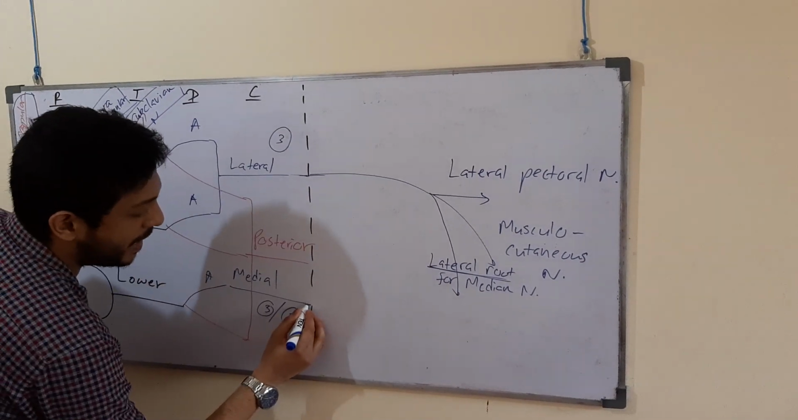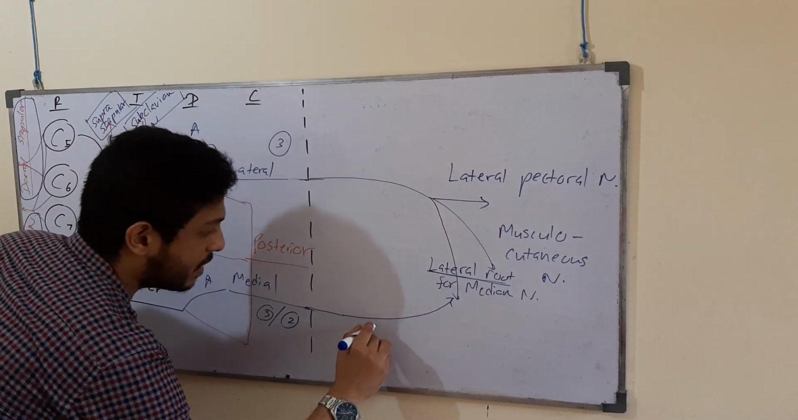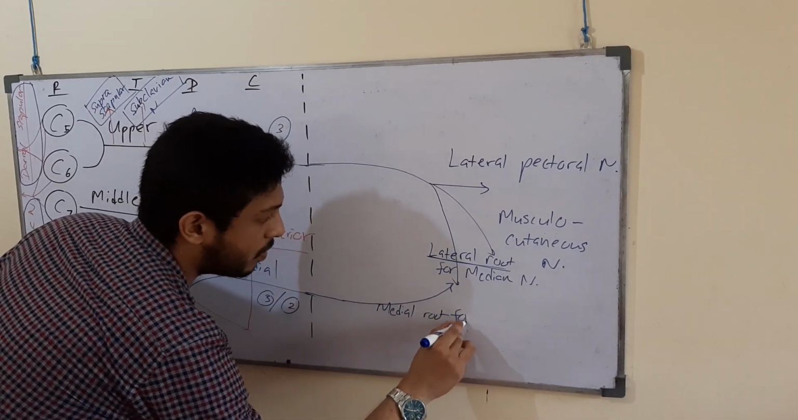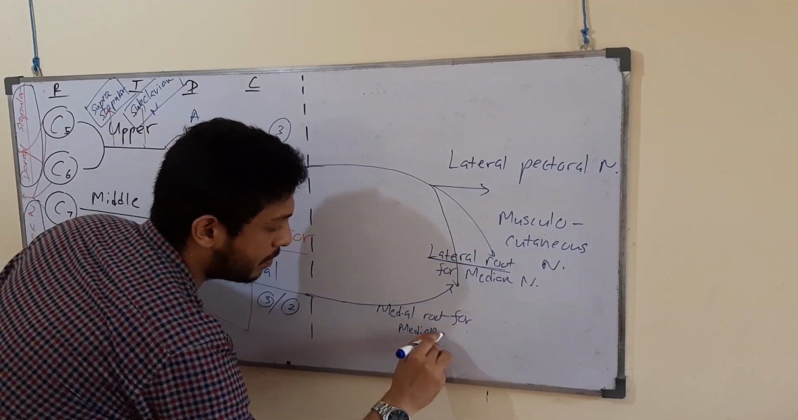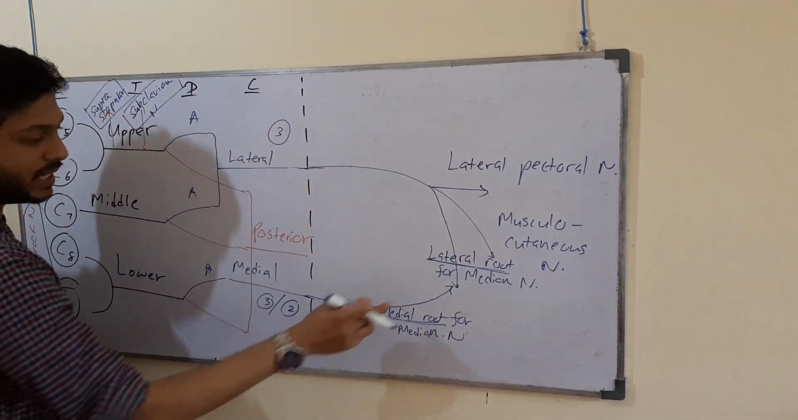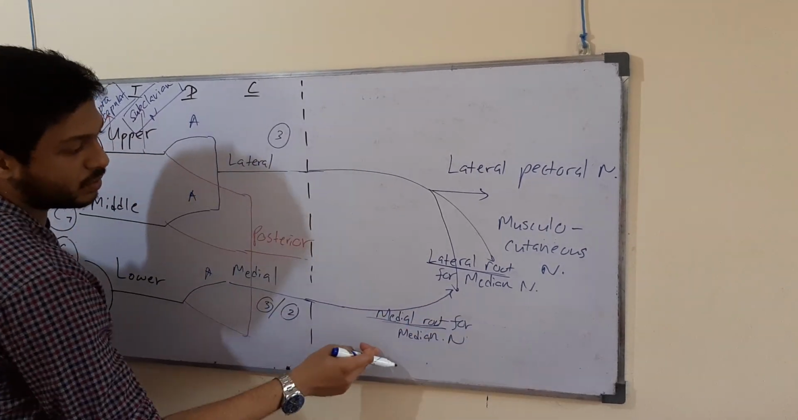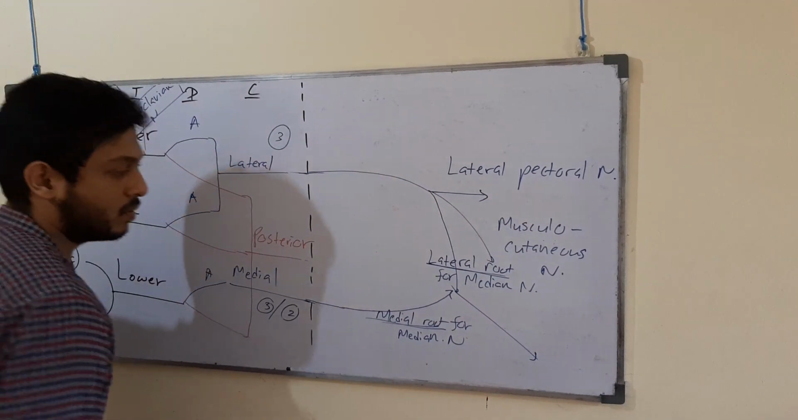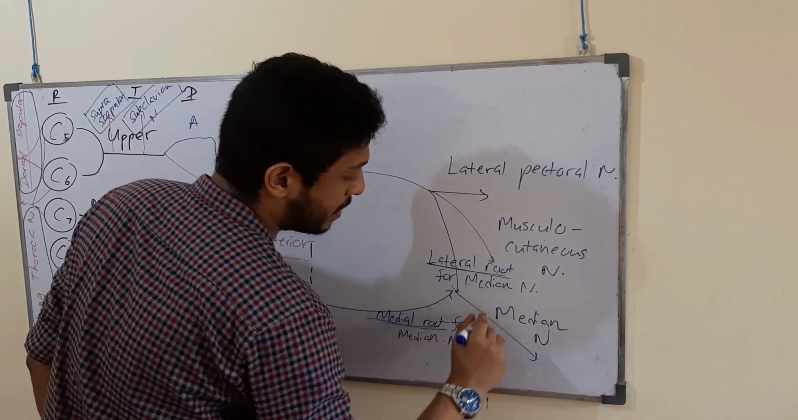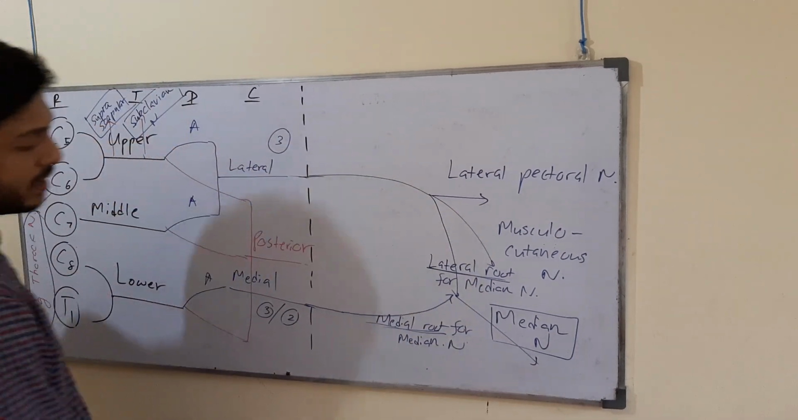So the main two branches usually are, this is known as the medial root for the median nerve, right? So the lateral root for the median nerve usually comes from the lateral cord, whereas the medial root for the median nerve comes from the medial cord. So together these two roots form one of the important nerves, the median nerve, right? So the lateral root and the medial root together form the median nerve.